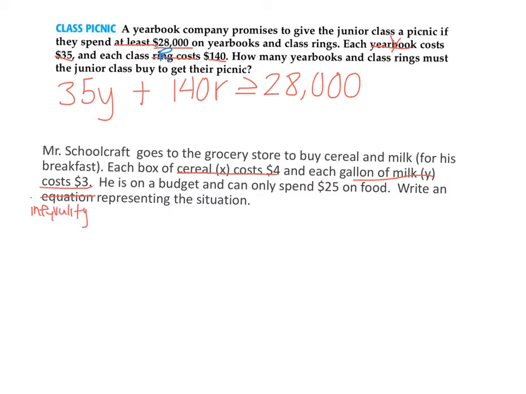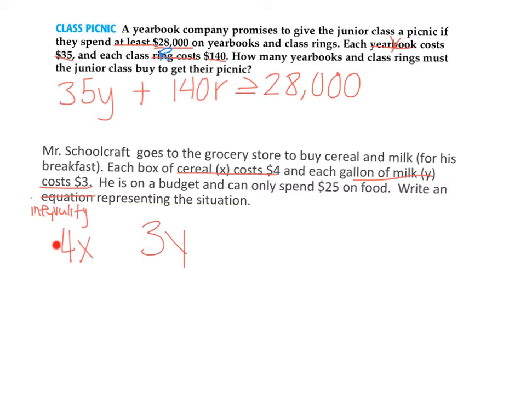Okay, so $4 a box for cereal, so $4 per box. We're going to represent that with 4x. That'll give us the total cost of how much he spent on cereal. So for example, if we plug 1 in here, for 1 box of cereal, he spent 4 times 1 gives me $4. If he bought 2 boxes of cereal, 4 times 2 would be $8, and so on. And then looking at the gallon of milk costs $3 each. So to represent the total cost for milk, we're going to say 3y.